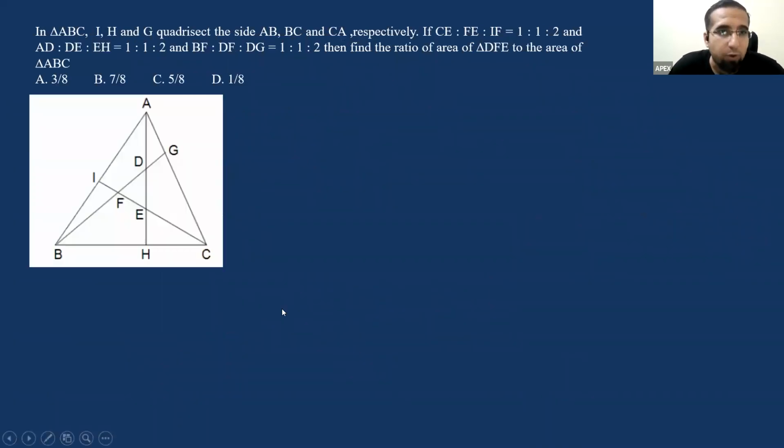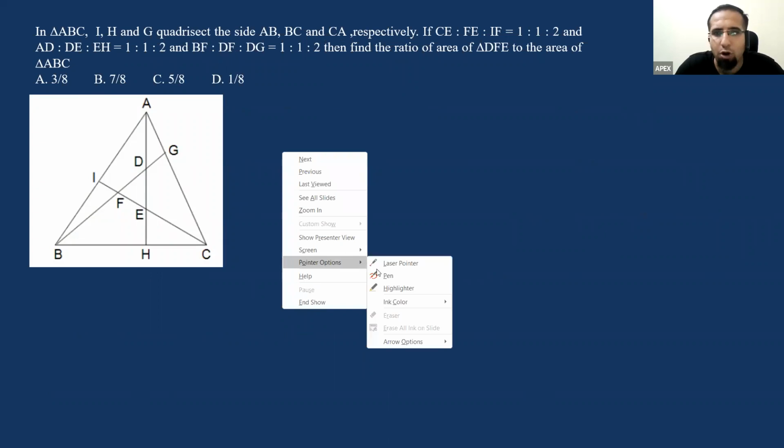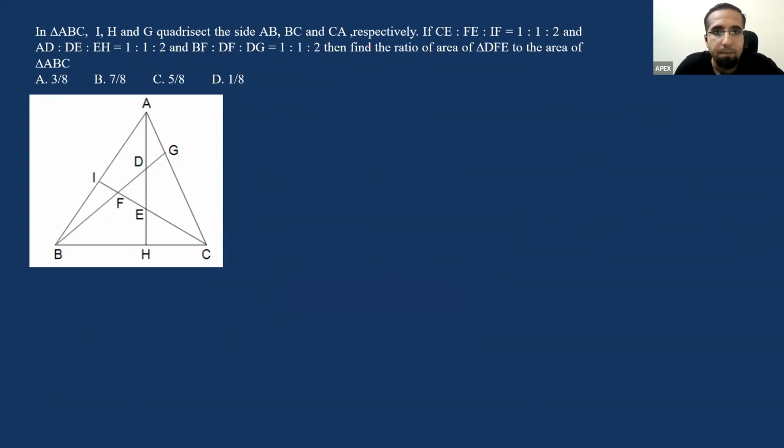Yep, let's look at this question, guys. So A, B, C, I, they are the quadrisets. Quadrisets means they're dividing the base into 4 parts. Okay. So I'm already given this ratio. Find the ratio of AD.